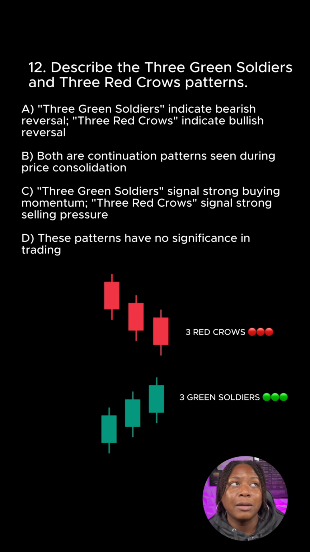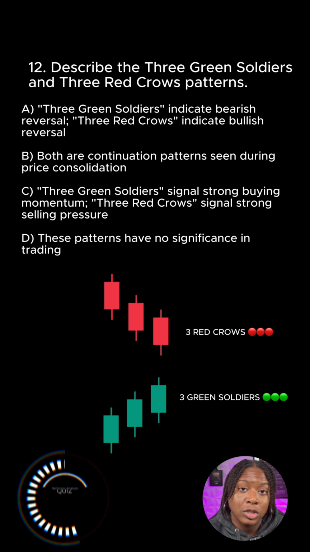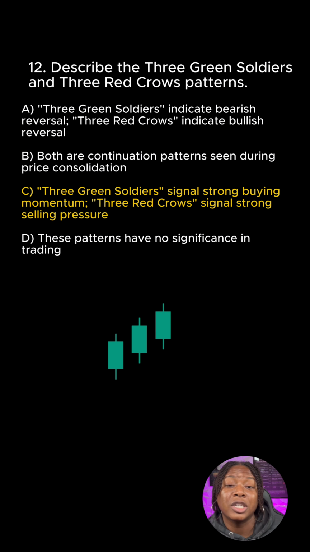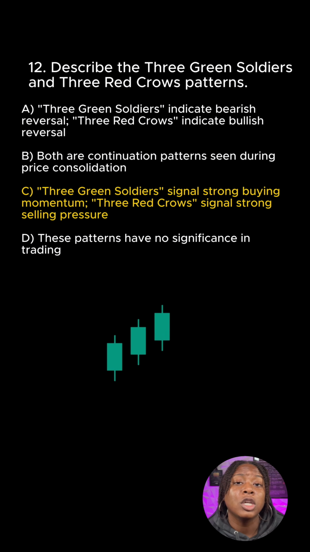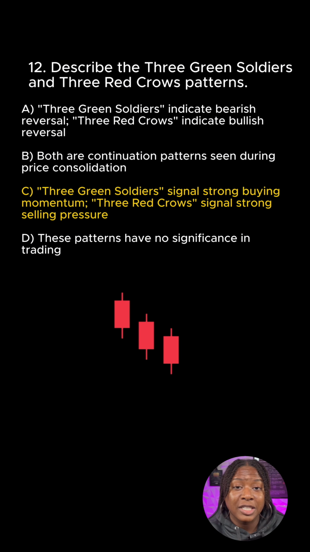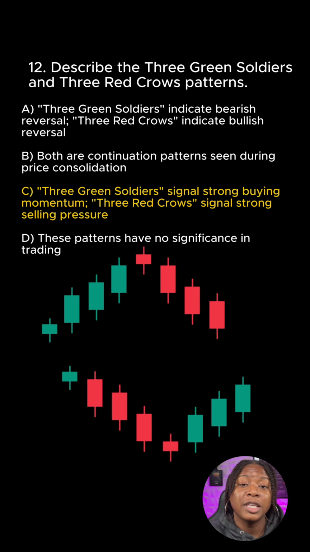So what is the power of the 3 green soldiers and the 3 red crows pattern? With the 3 green soldiers, you're going to see 3 tall green candles, and each of them is going to close higher. So that shows strong buying momentum or a bullish reversal. Now, the 3 red crows, you're going to see 3 steady red candles dipping lower, showing strong selling pressure and a bearish reversal. Both of these patterns are important because they clearly point to potential trend shifts after consolidation.